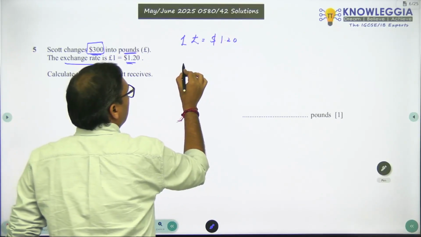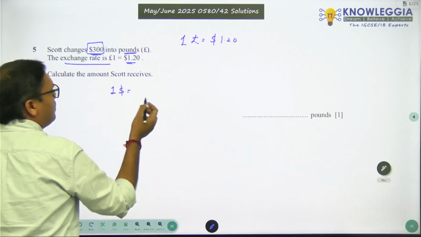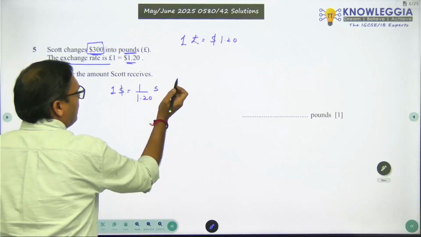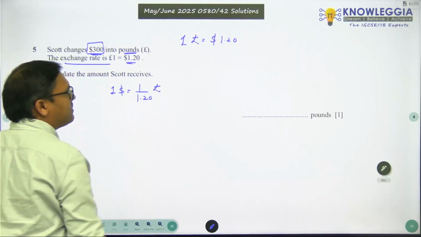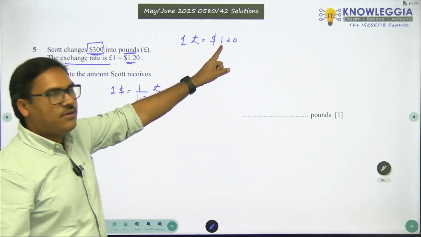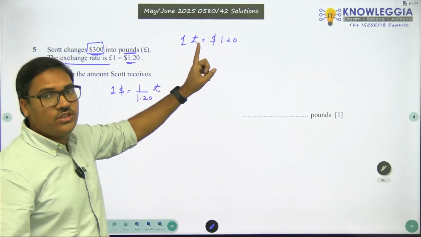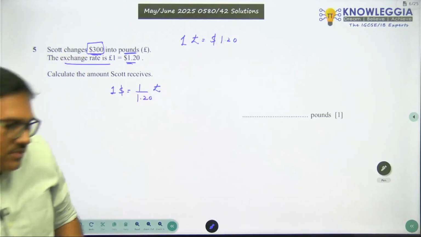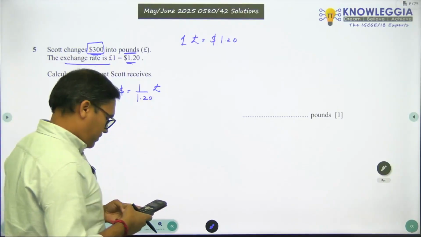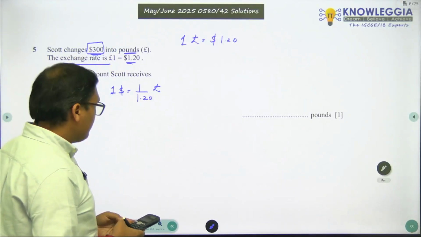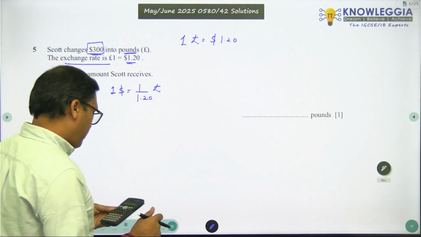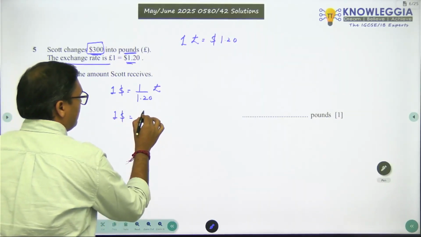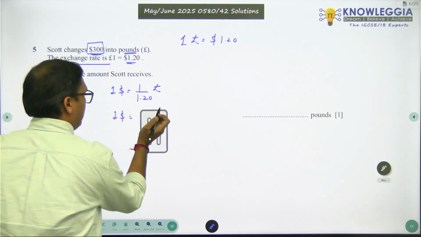So what is $1? I can divide by 1.20. This is 1 upon 1.20 pounds. I hope this is clear. $1.2 is 1 pound, so what is $1? 1 divided by 1.2. I can just check what this value is. This is 1 divided by 1.2, which is 0.83. So $1 is basically 0.83 pound.